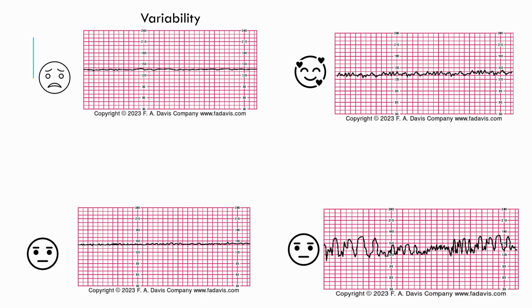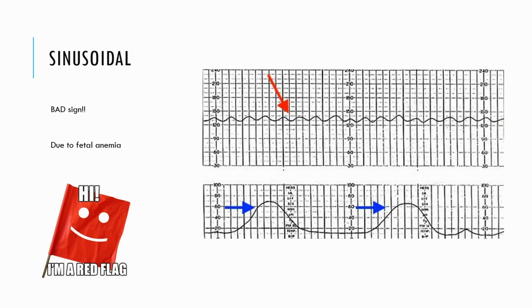Moderate is your top right, and you'll see the jiggliness of your line there is beautiful. It's at least between 6 to 25 beats of change. That's what we want. And then the bottom right is our marked. See, it's up, down, up, down. That's marked variability. A special type of fetal tracing that gets put under variability is something called sinusoidal.